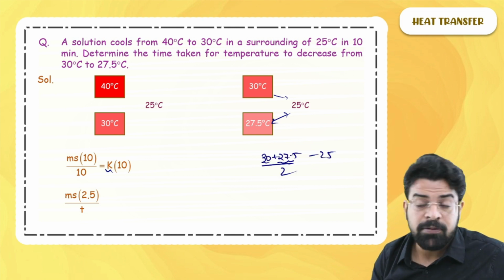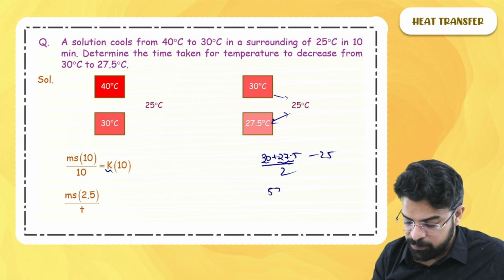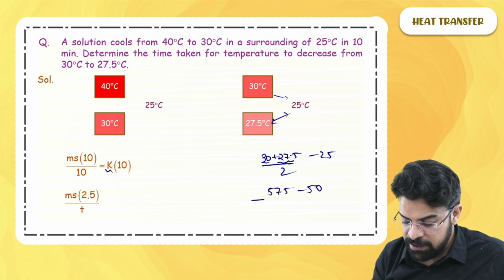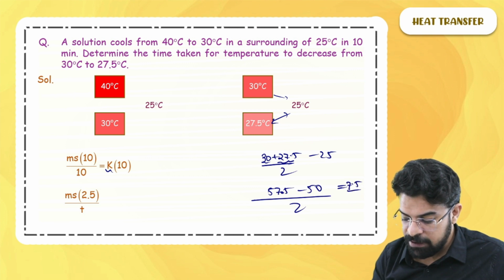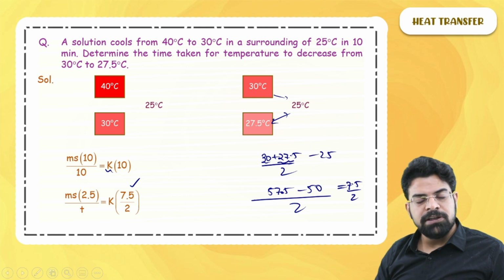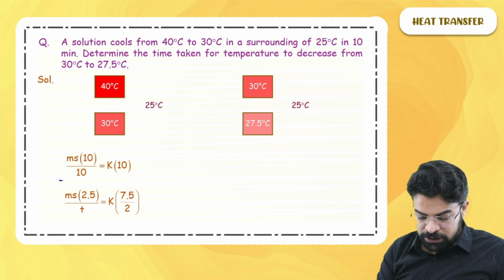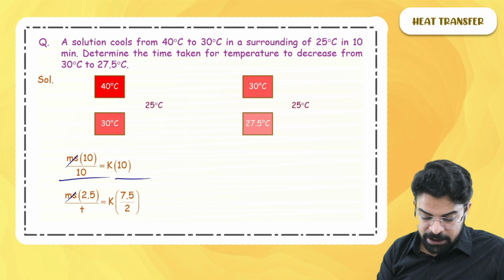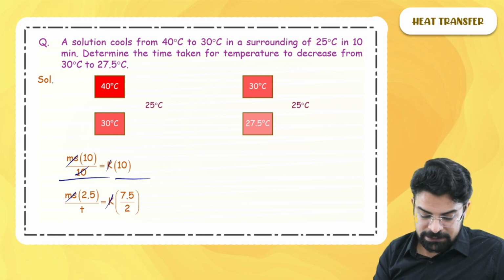30 plus 27.5 gives you 57.5, minus 50, by 2. Take this also. So you will get 7.5 by 2. So it equals k into 7.5 by 2. Once you have written this, game over. Now bachcho, divide both sides by ms k. And this 10 becomes 1.